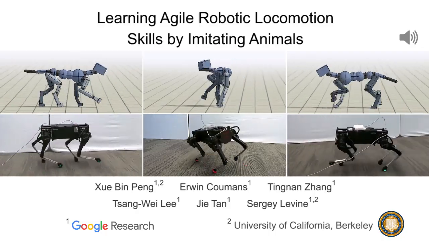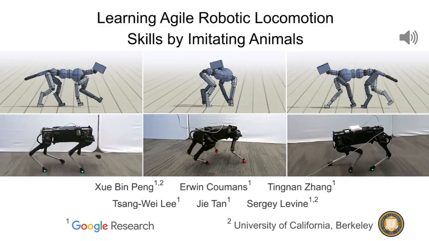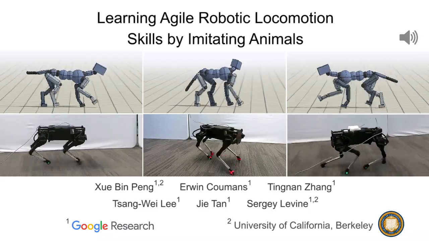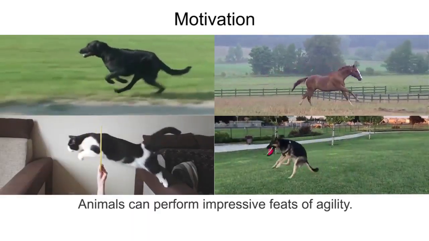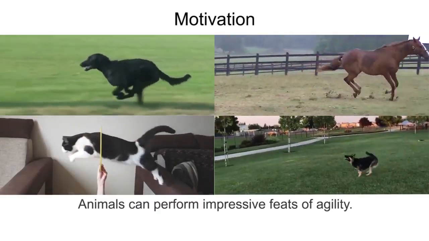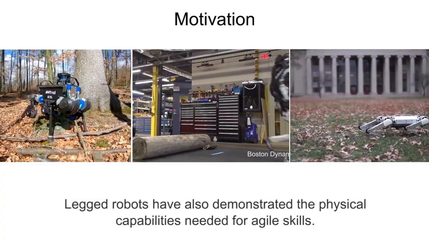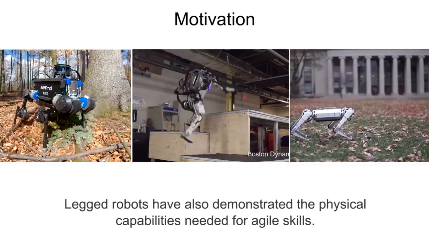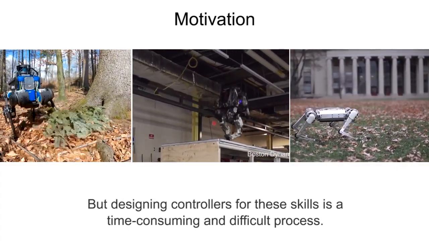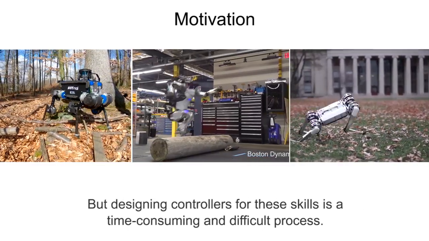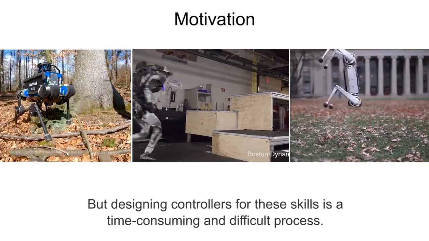We present a framework that enables legged robots to learn agile skills by imitating animals. Animals can perform impressive feats of agility. Legged robots have also demonstrated the physical capabilities needed for agile skills. But designing controllers for these skills is a time-consuming and difficult process.